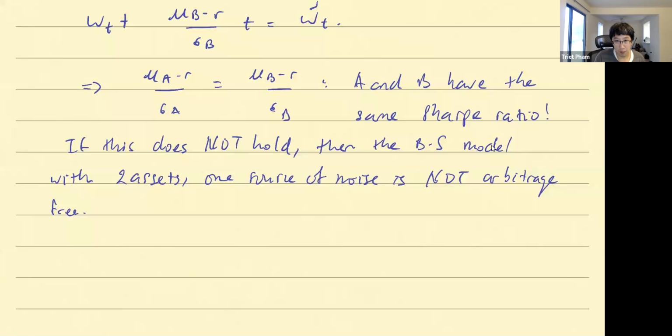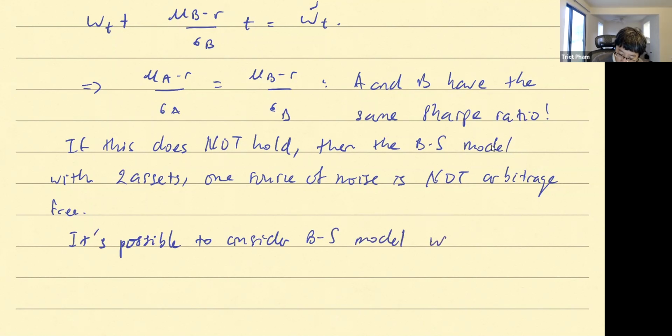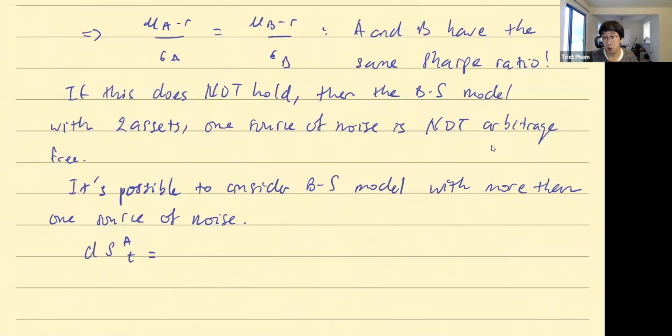So this will not be something we consider so much in this class, but it's possible to consider the Black-Scholes model with more than one source of noise, or more than one Brownian motion. Okay, it goes like this. Suppose you can do this. Let's revisit our story with two sources of noise.